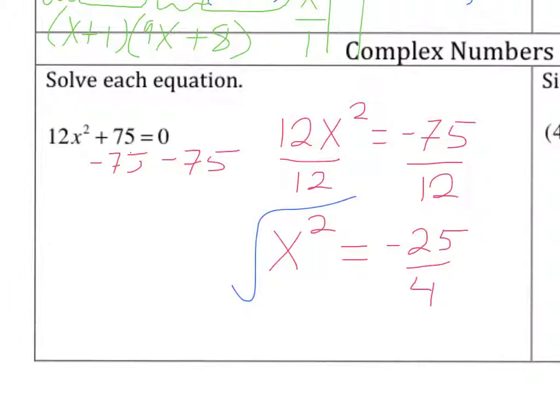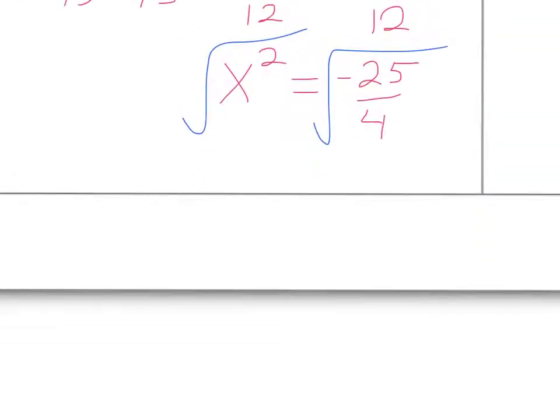When I take the square root of both sides, I end up with x equals plus or minus. The square root of 25 is 5. The square root of 4 is 2. Because it's a negative square root, I need an i.